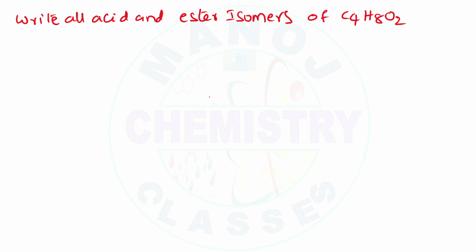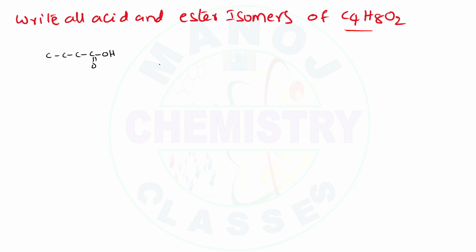So here in this class we would like to discuss some worked out examples on isomerism. The first question is: write all the possible acid and ester isomers of C4H8O2. This C4H8O2 can be an acid. It can be written as butanoic acid, CH3CH2CH2COOH. This one is butanoic acid.